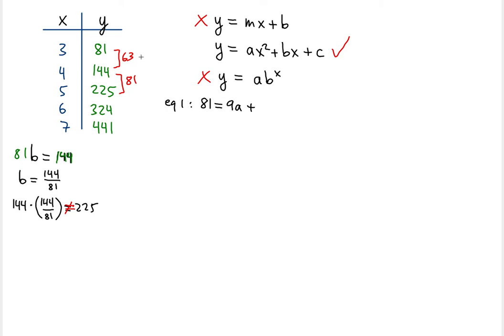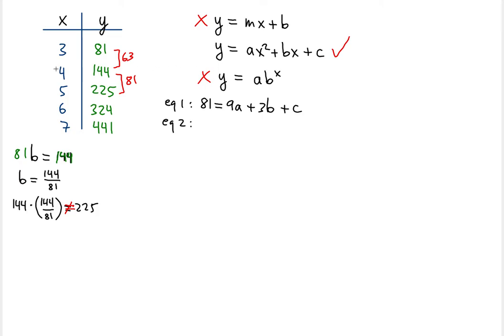Plus, now b is what? We're going to have to find it. X is 3, right? So 3b plus c. We don't know what the c is. Now let's formulate the equation 2. We're going to use this ordered pair now.